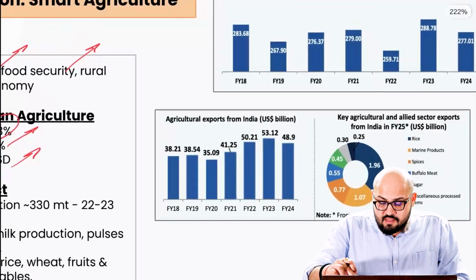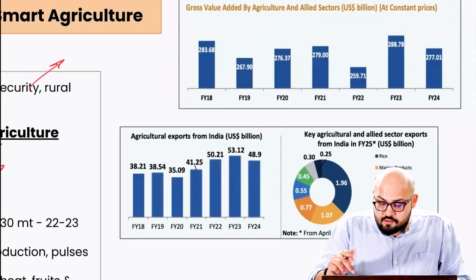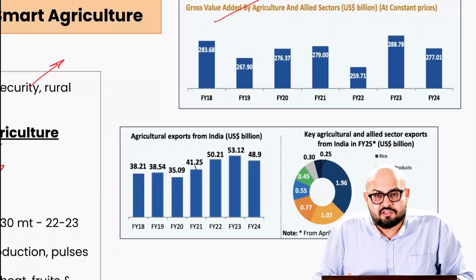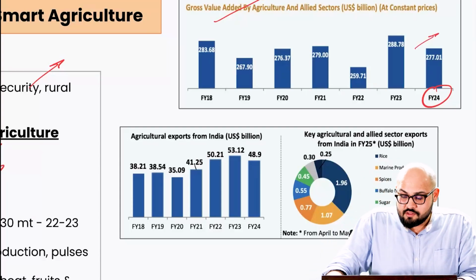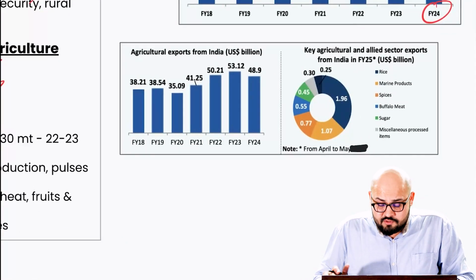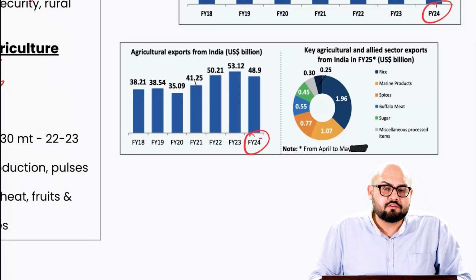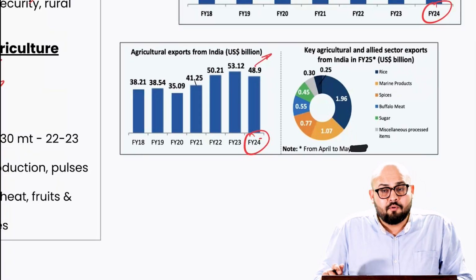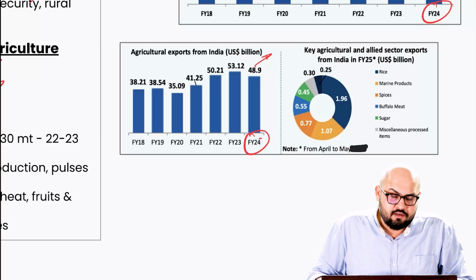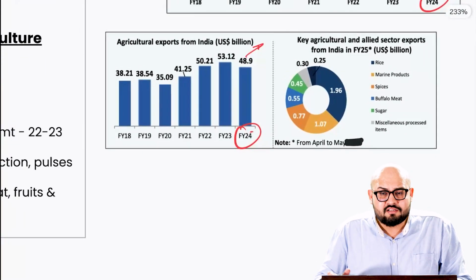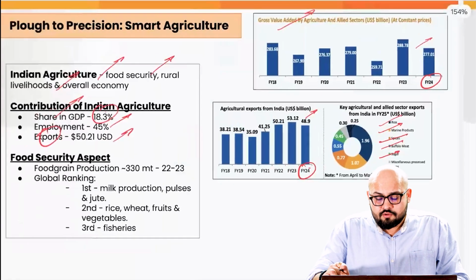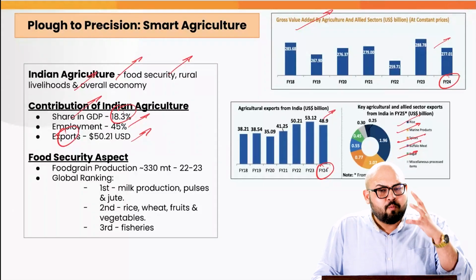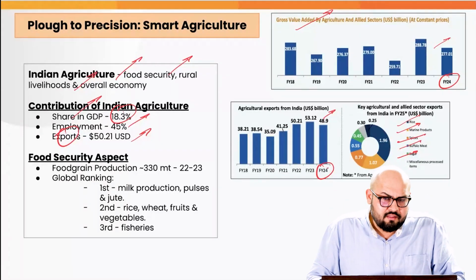Now, you can also have a glimpse at this particular infographic. It says that the gross value added by agriculture and allied sectors in financial year 24 was almost 277 billion US dollars. Then we have the agriculture exports. Just look at this: in financial year 2024, agriculture exports contributed almost 48.9 billion US dollars. Then look at the key agriculture products which are exported: rice, marine products, spices, buffalo meat, sugar. Therefore, agriculture definitely plays a very important role in the overall economic setup.